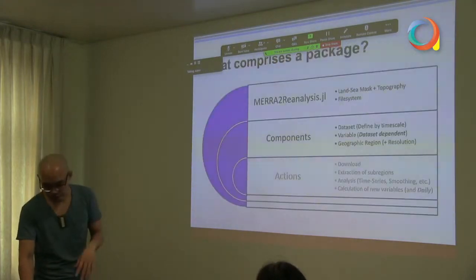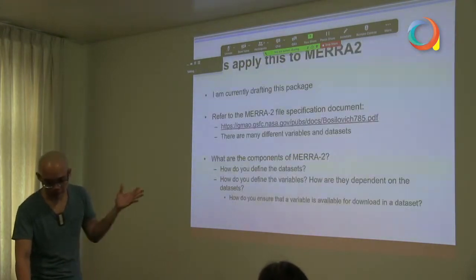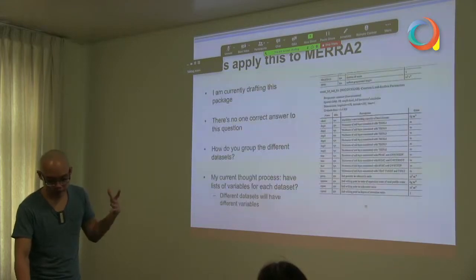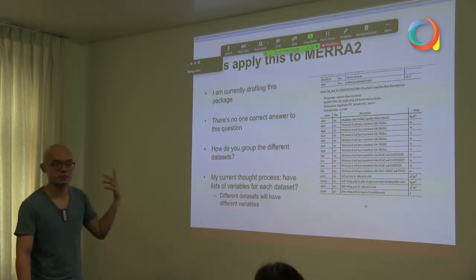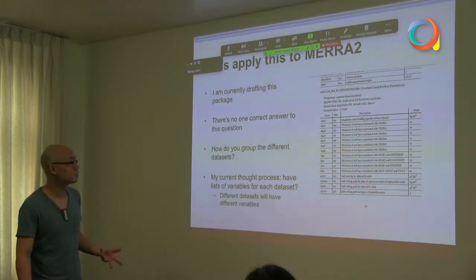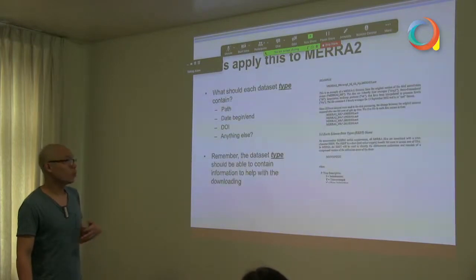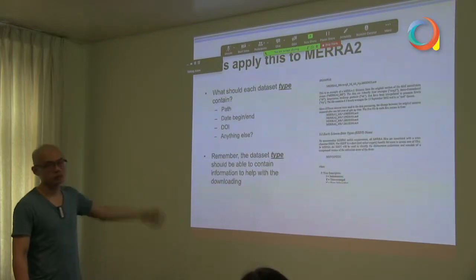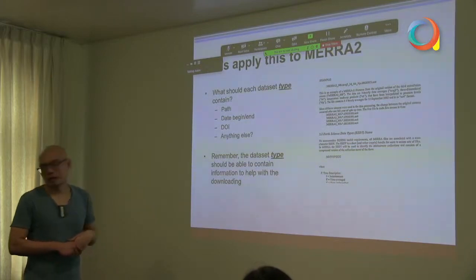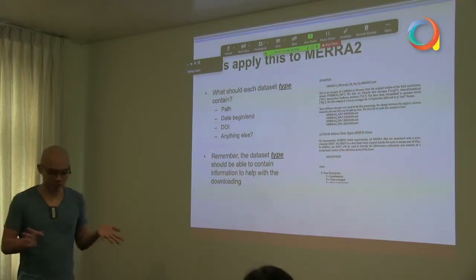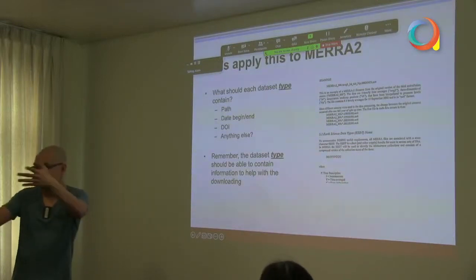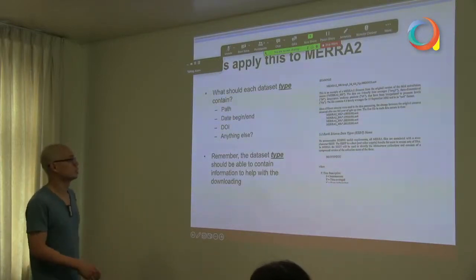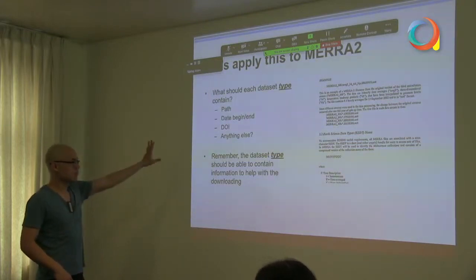I wanted to go through Merato as well, but I was wondering: how do I group the different datasets? How do you have lists? How do you define the variables in relation to the datasets, because different datasets have different variables? So what should a dataset type contain? But I don't think we have time to do this right now. It's already 12:15, and I'm sorry for keeping you over time, but it was super necessary.